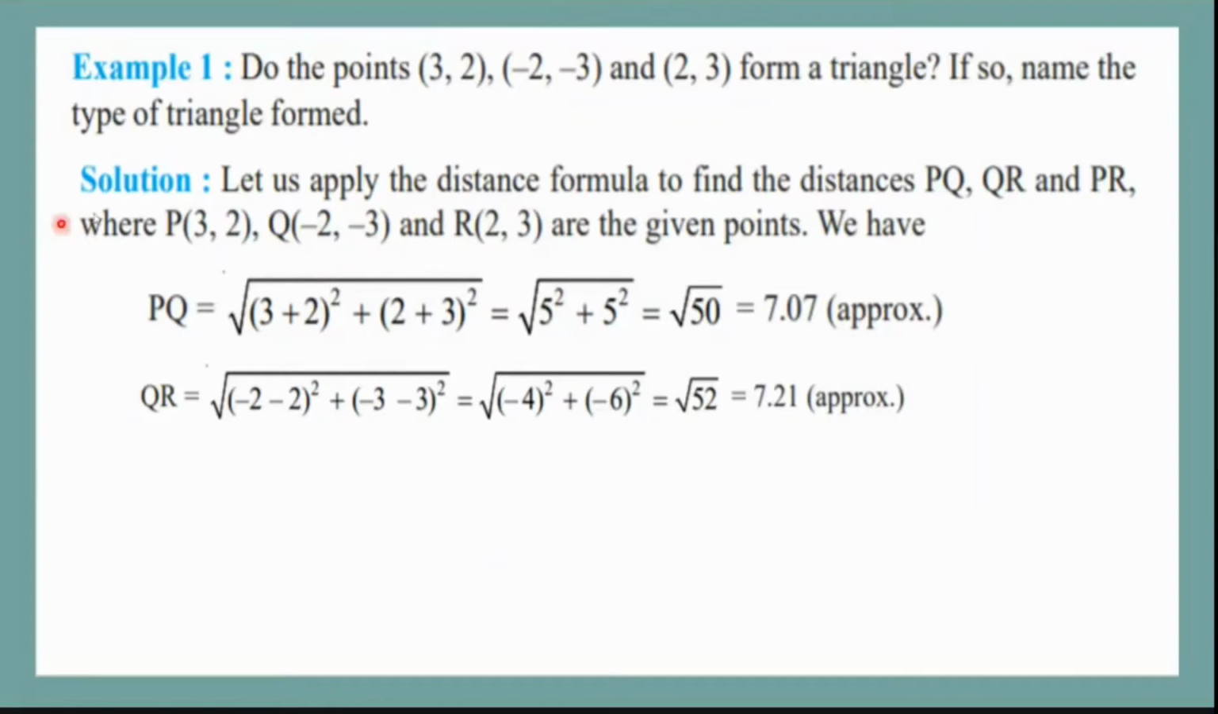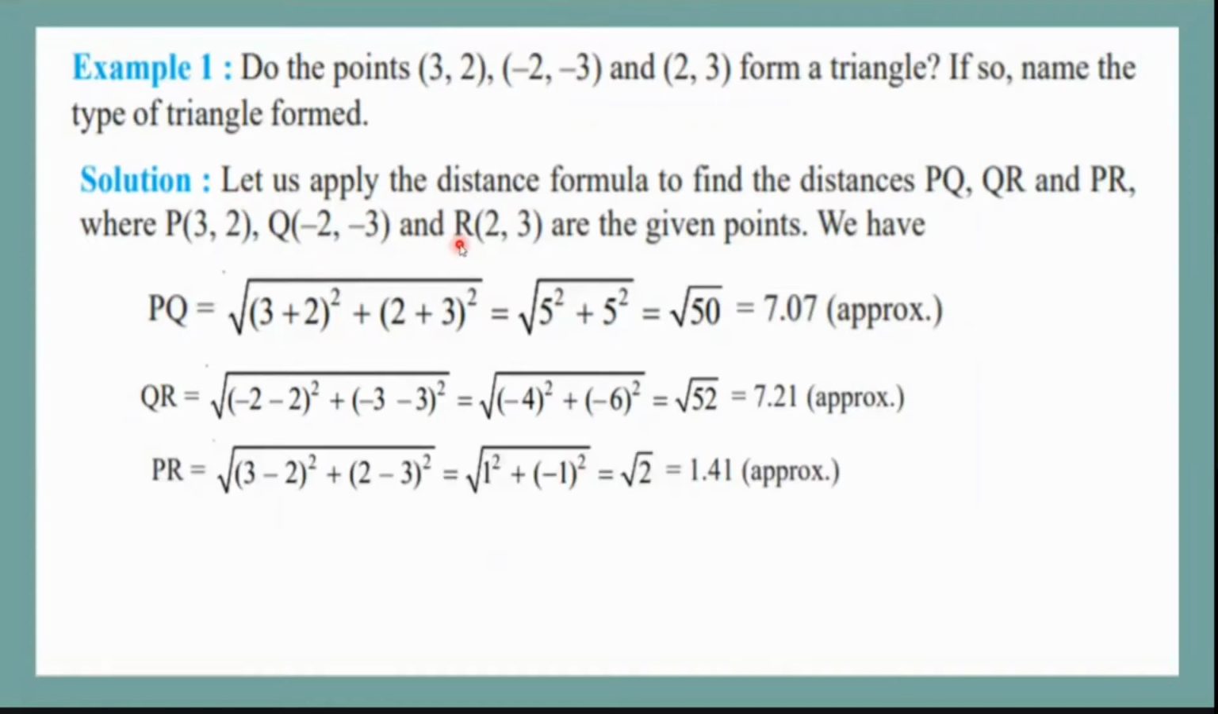I can find out PR now. PR will be given as root of (3 minus 2) whole square plus (2 minus 3) whole square, which gives 1 square plus 1 square, which is equal to root 2, which is equal to 1.414. If I take their approximate values, the sum of the smaller two, 7.07 and 1.41, is not equal to 7.21. Hence, I can say that these 3 points will not be collinear and hence they will form a triangle. Now, what kind of triangle will it be?